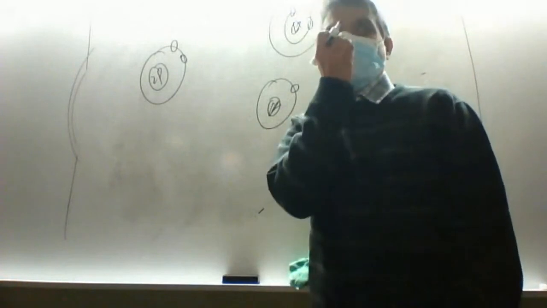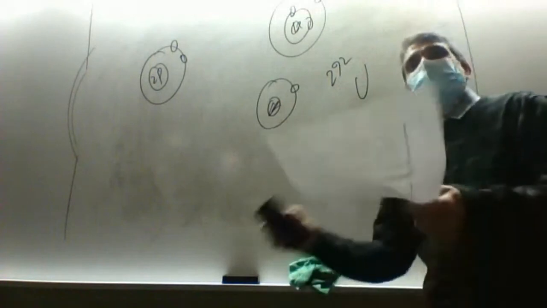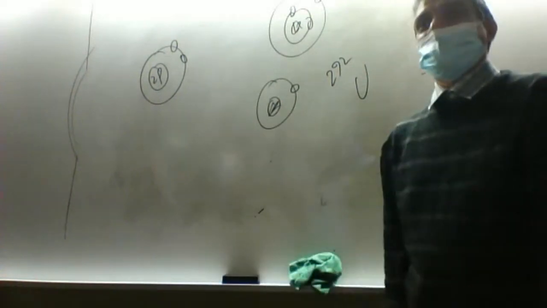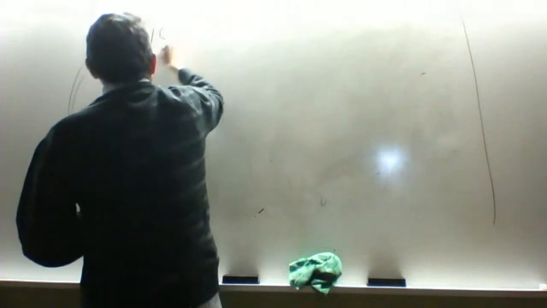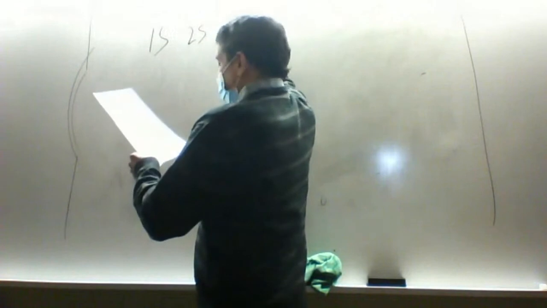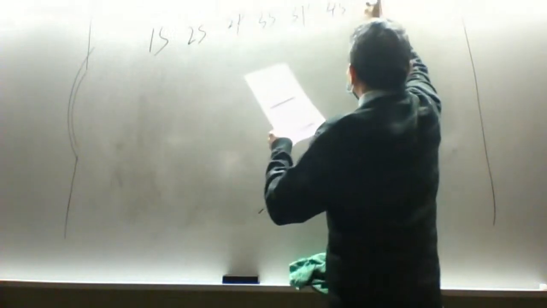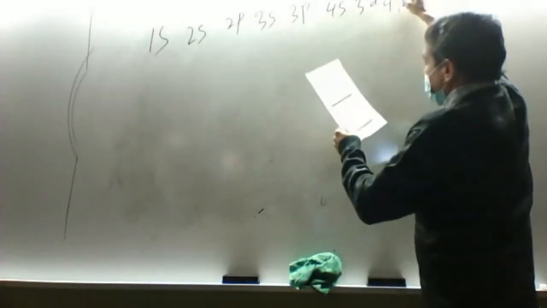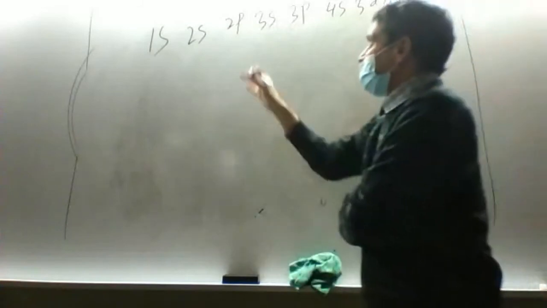So the scientists who were working on this came up with an idea: let's make those electrons behave a certain way. So they gave a rule like this, and this is very important. The order is 1s, 2s, 2p, 3s, 3p, 4s, 3d, 4p, 5s. You can write whatever later. So this is the order.